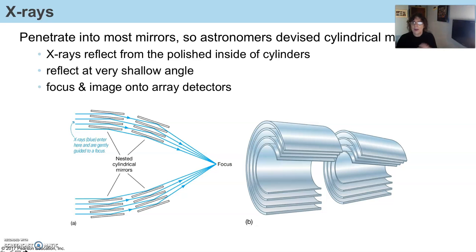X-rays. X-rays are also very high energy light, not great with mirrors. So the mirrors need to be redesigned for X-rays if you want to use mirrors. You can use array detectors instead. If you do redesign the mirrors, they have to reflect at a very shallow angle so that you can spread out the power and then focus it into an array detector.